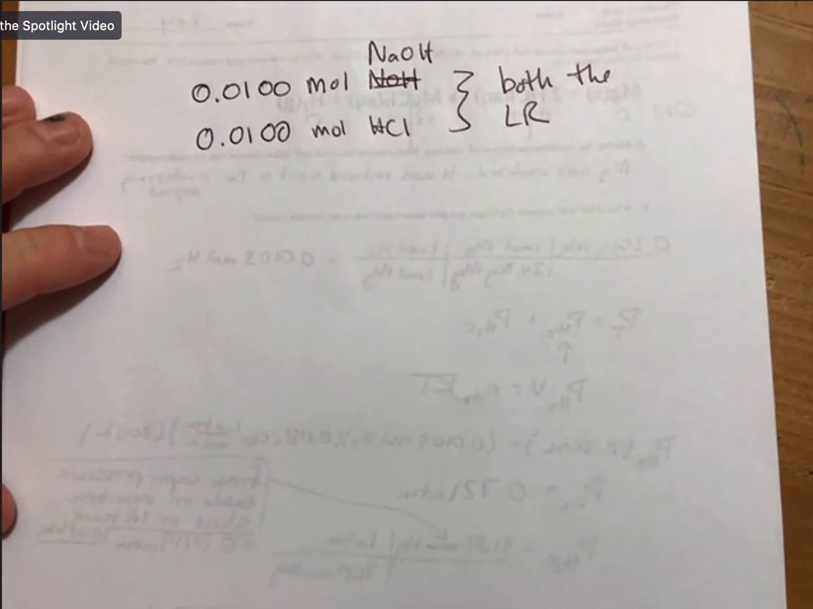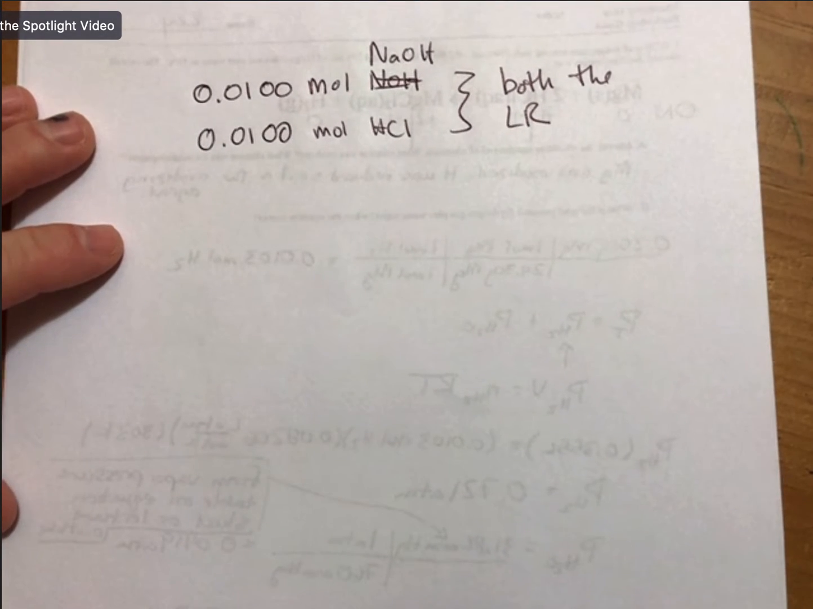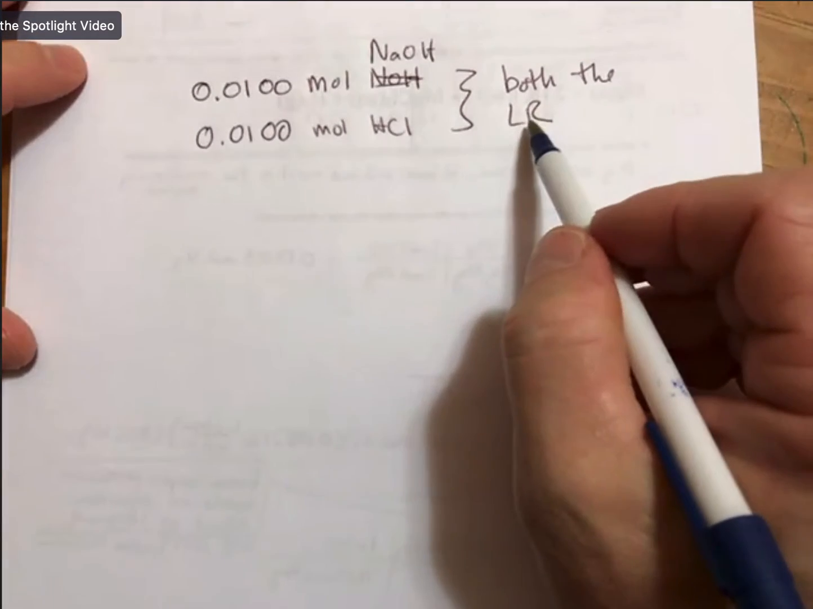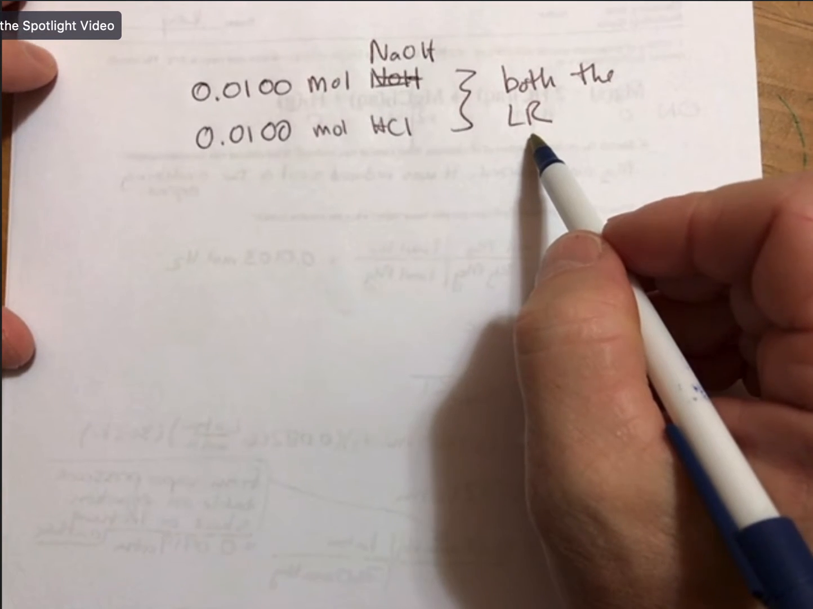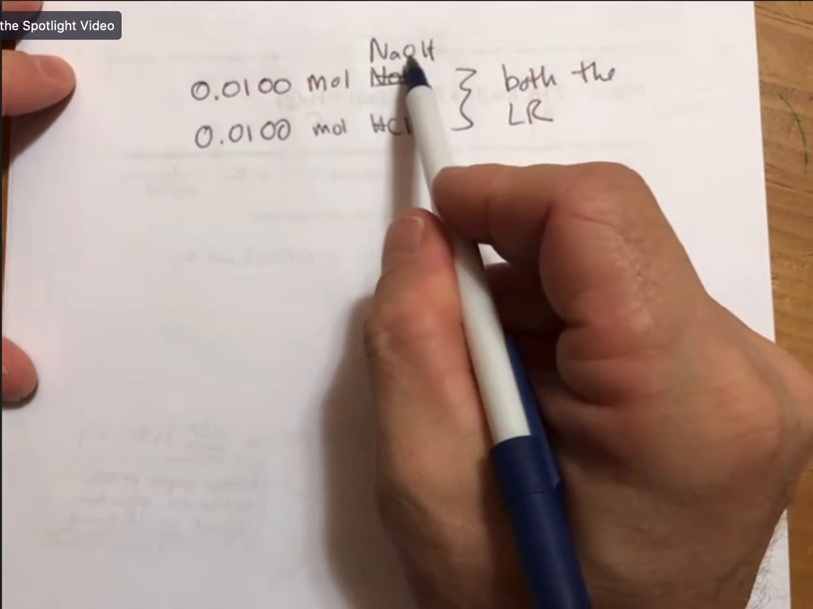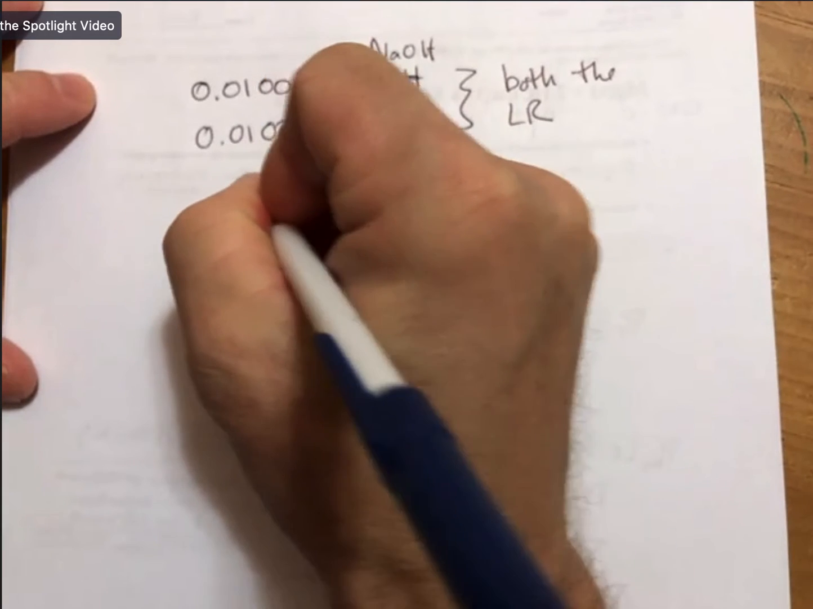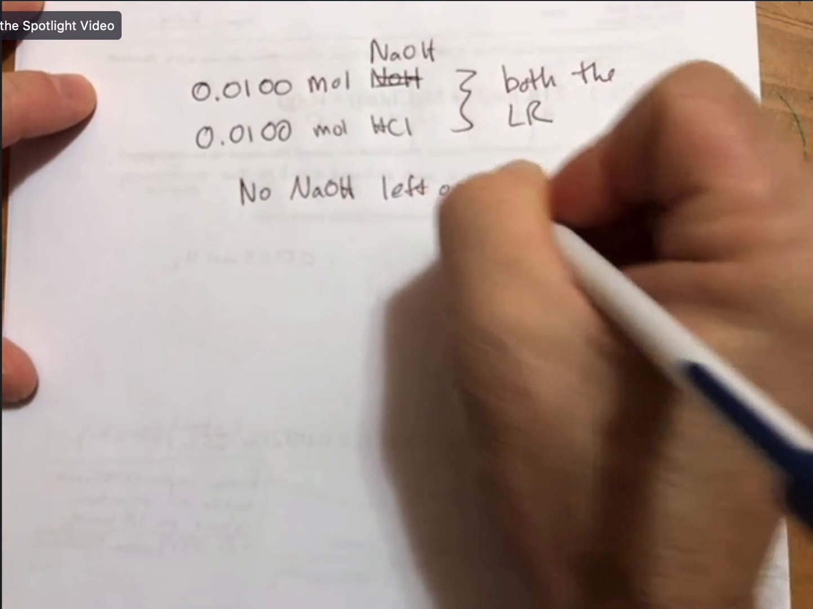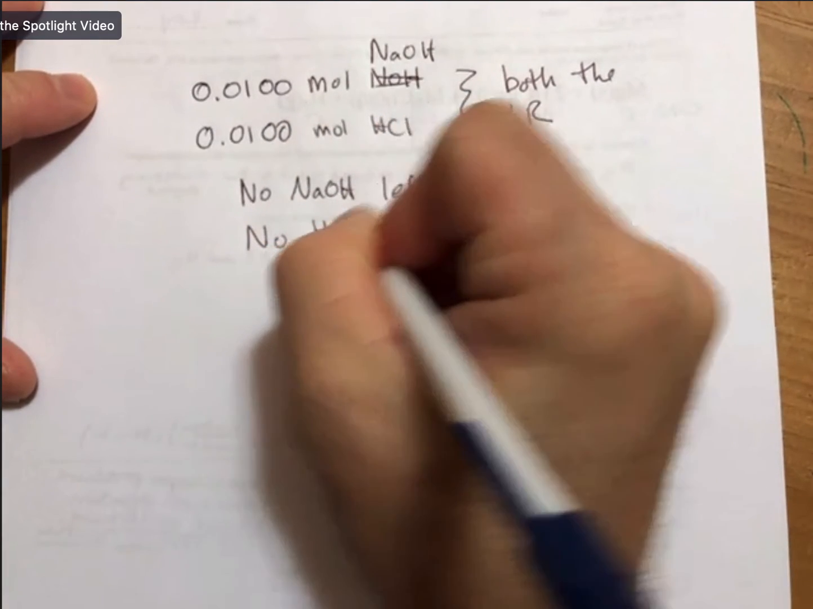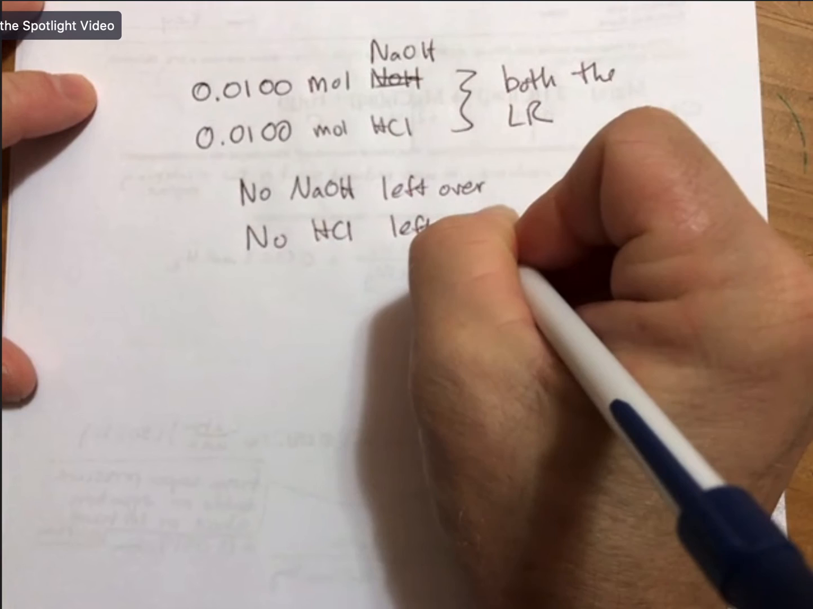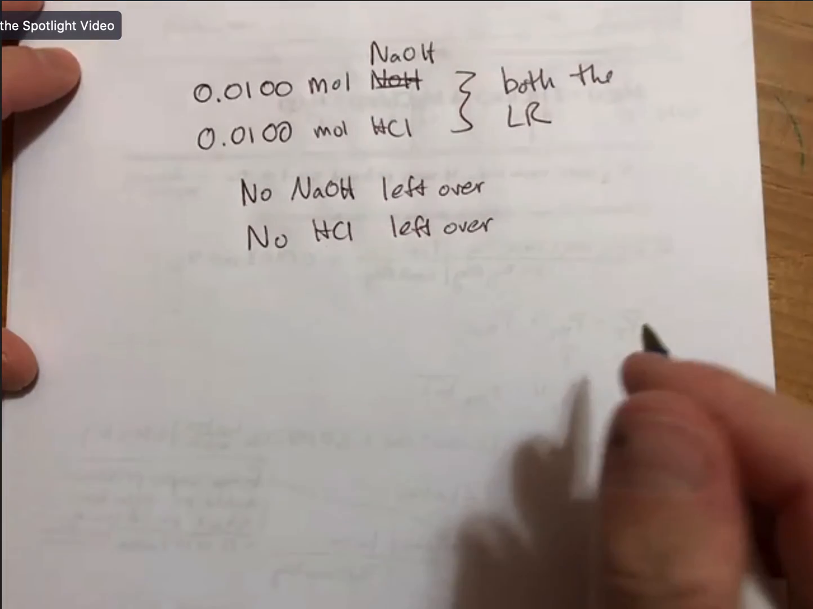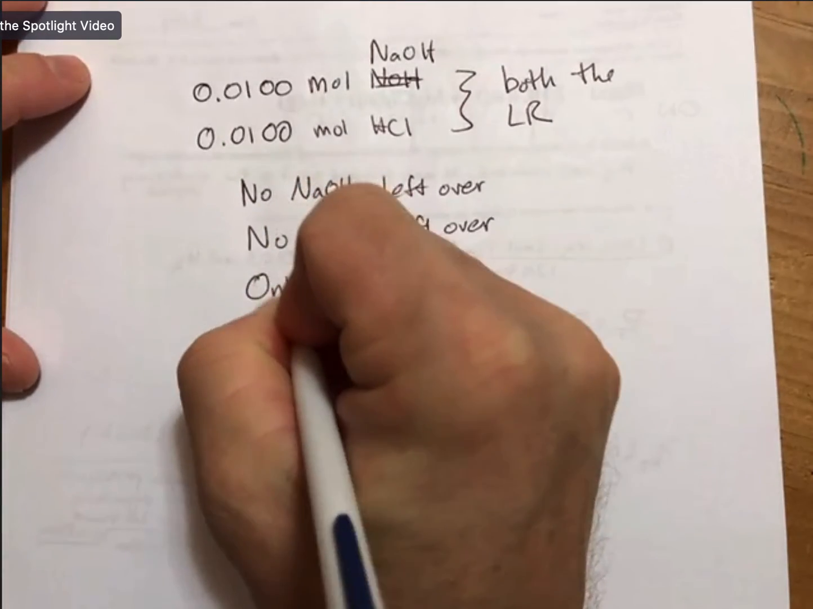And we may run into this on today's recitation as well, in a slightly different context. Since they're both the limiting reactant, that means there's no sodium hydroxide left over, and there's no hydrochloric acid left over. So the question might become, well, what is left over? The only thing you have is products.